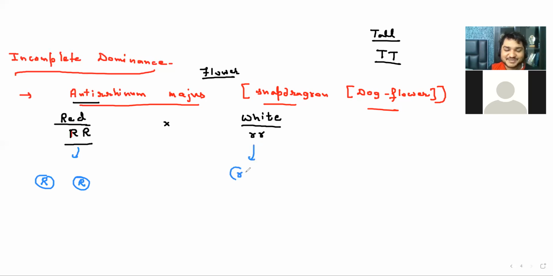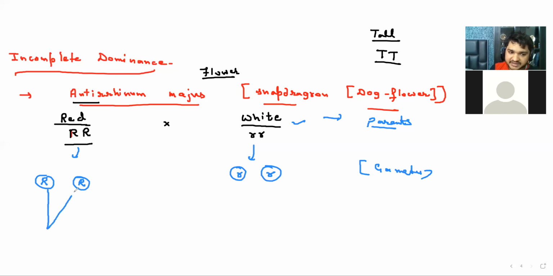And this is the small r and the small r, right? So these are the parents' gametes or what? Parents' gametes. And these are parents only, right? I said parents. Okay, and these are the gametes. So this gamete can combine with this.